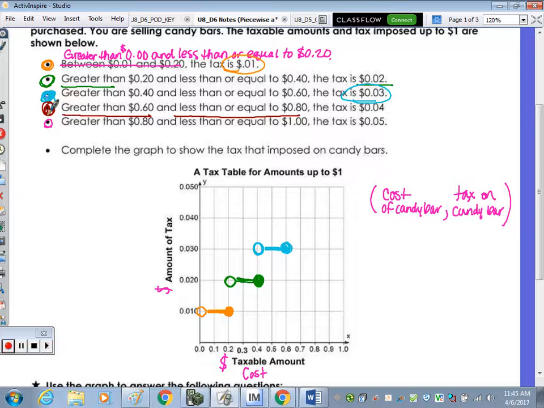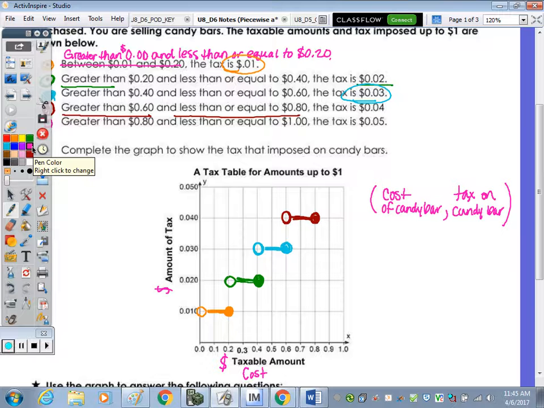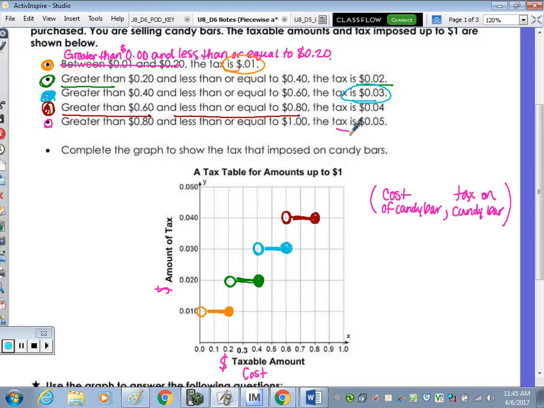So to be charged 4 cents in tax, we have to spend greater than 60, but less than or equal to 80. And then last, I'll do that in pink since it's already highlighted, greater than 80 cents, but less than or equal to $1, we're going to pay 5 cents. So greater than 80, less than or equal to $1. And there's our step function.